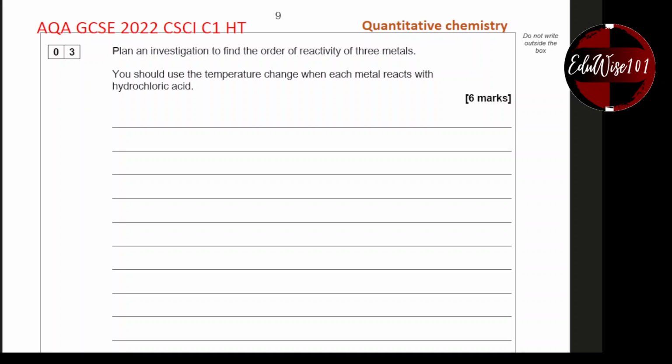Now, I believe this question links to one of your required practicals. So how would you do that? You have 3 different metals, let's say A, B, and C, and you can add them to the acid and then record the temperature change using a thermometer.